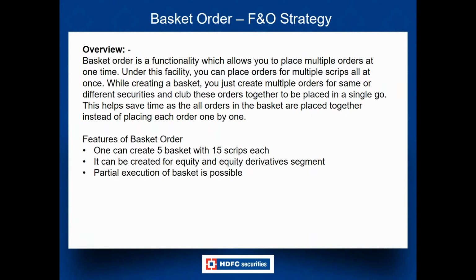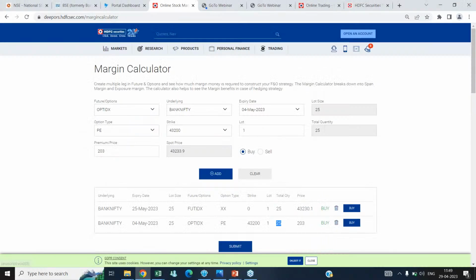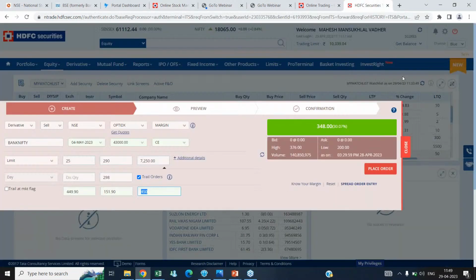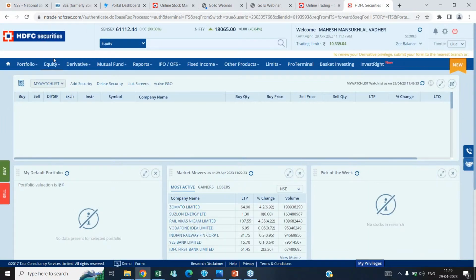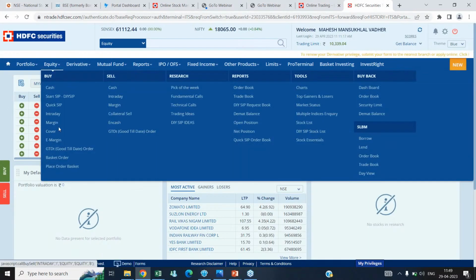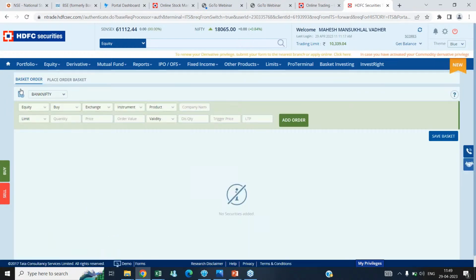One can create 5 baskets with 15 scripts each. So here you can create 5 baskets. It can be created for equity and equity derivative segments, and partial execution of a basket is also possible. So let us understand how you can make use of the basket order functionality. I'll again go to our Entrade and Empowered where the basket order functionality is. Here under equity, you will be able to see this basket order. So click on basket order.